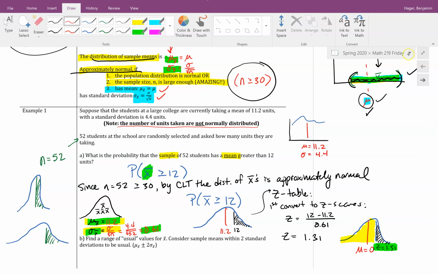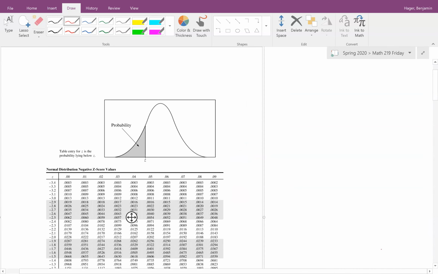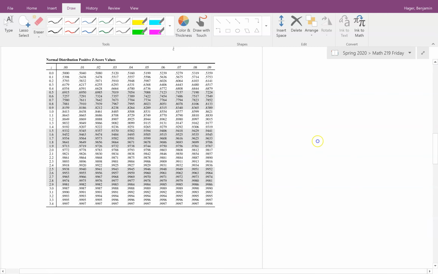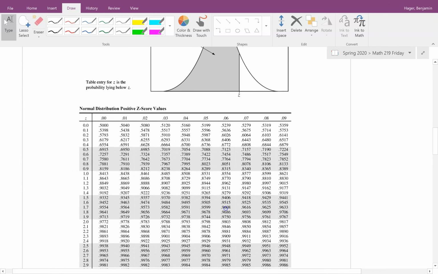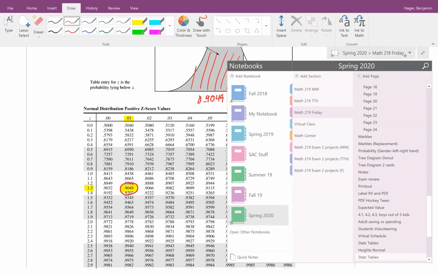Let me find my z-table. Stats tables. I've got a positive z-score, and my z-score was 1.31. So 1.3 and 0.1, so right there. That is the area to the left of a z-score of 1.31. Okay, the area left there is 0.9049. All right, so let me go back to the notes.